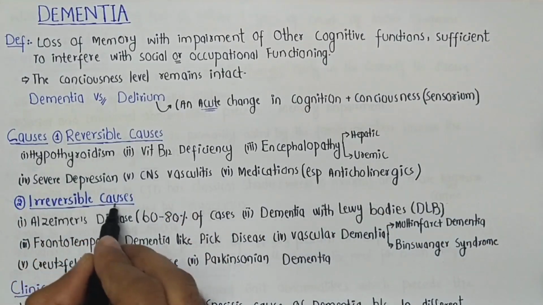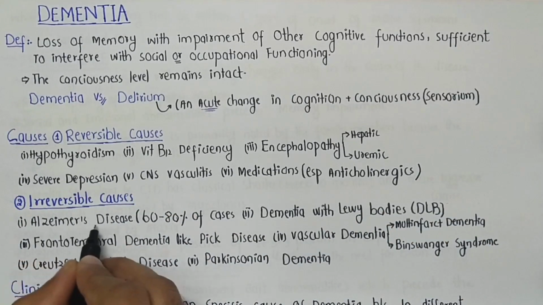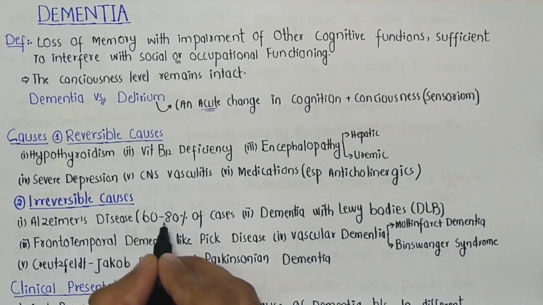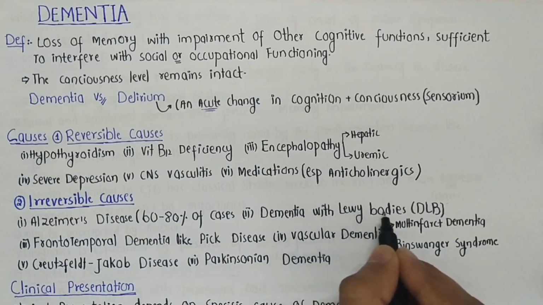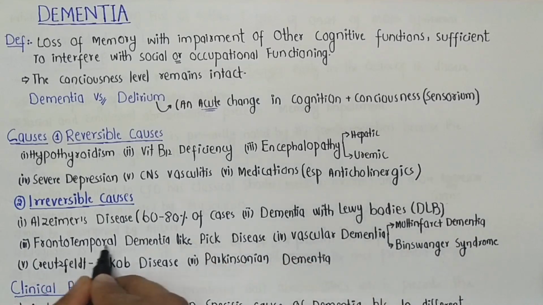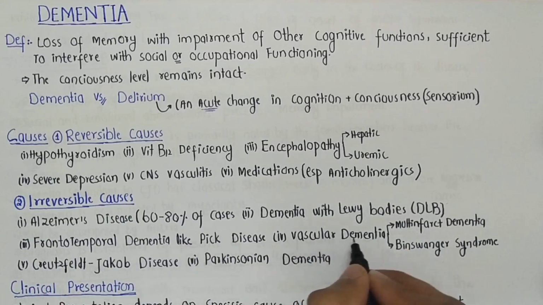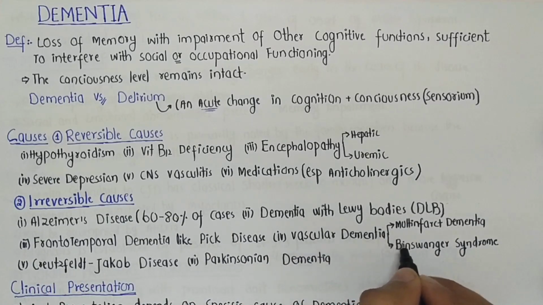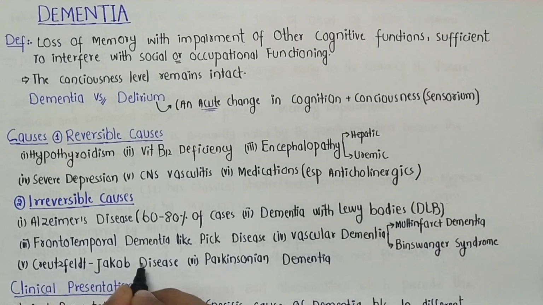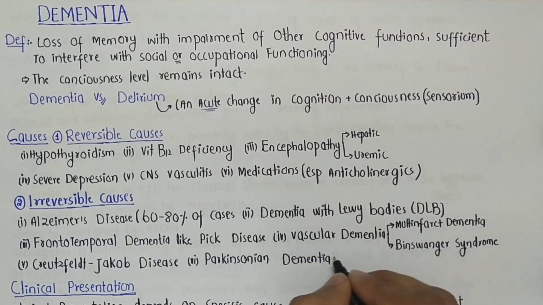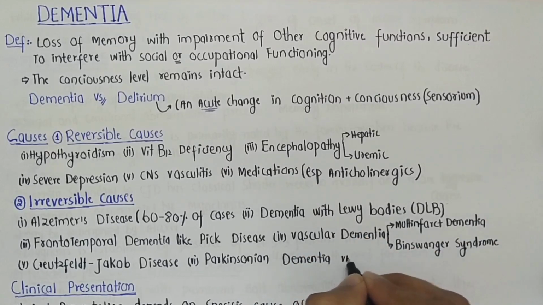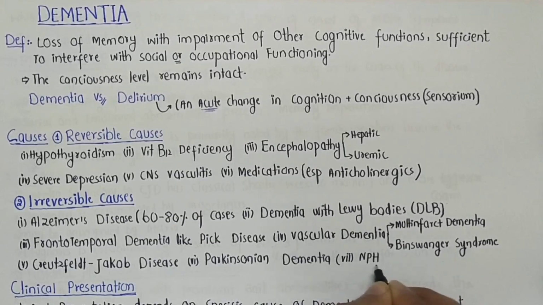The irreversible causes of dementia include Alzheimer disease, which accounts for about 60 to 80% of cases; dementia with Lewy bodies, the second most common cause of dementia, which we will discuss later in this video; the frontotemporal dementias like Pick disease; vascular dementia, multi-infarct dementia, Binswanger syndrome, Creutzfeldt-Jakob disease, Parkinsonian dementia, and normal pressure hydrocephalus. I forgot that one, so let's write it: the normal pressure hydrocephalus. This is also a cause of dementia.